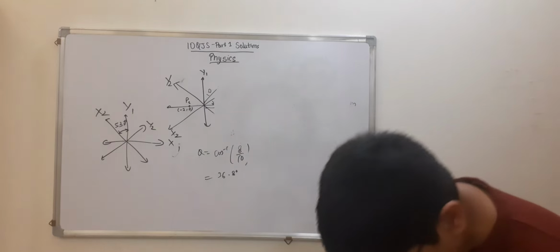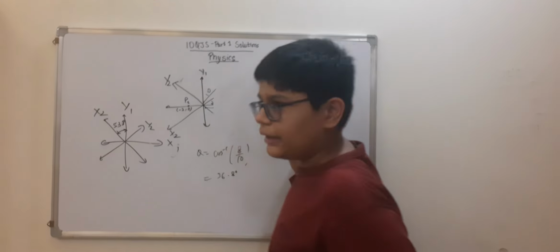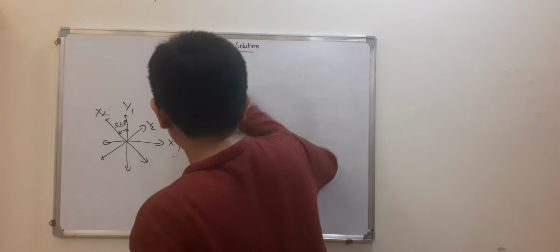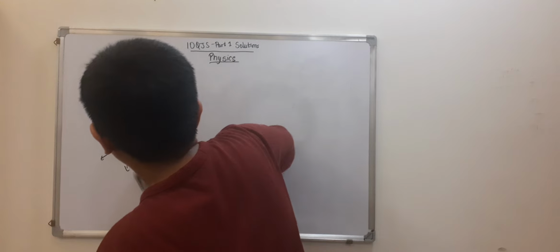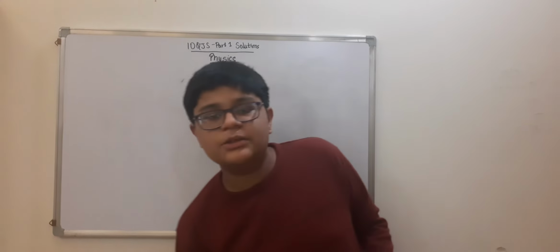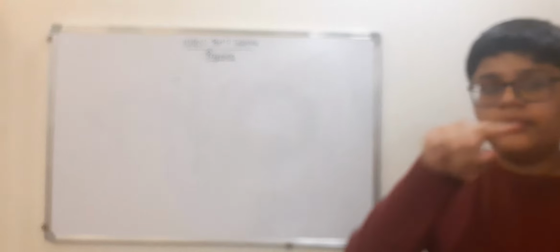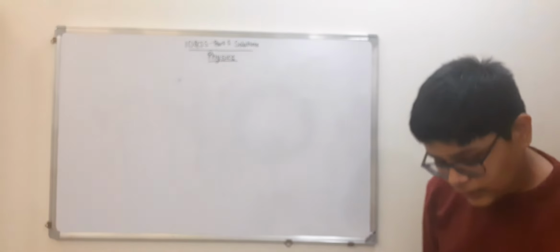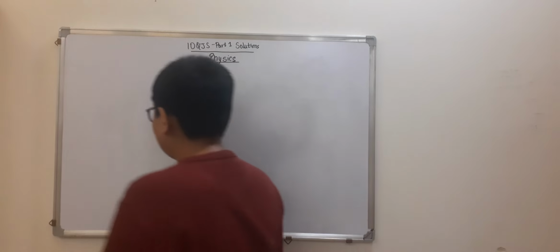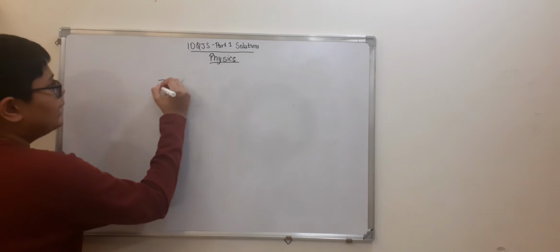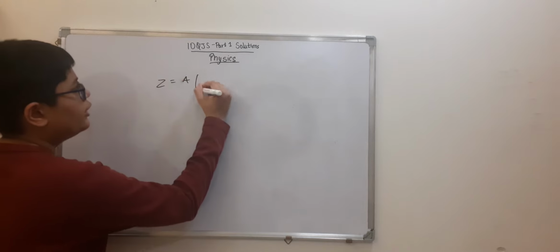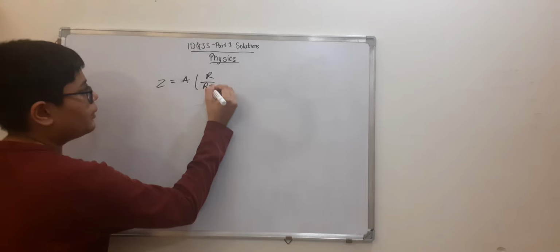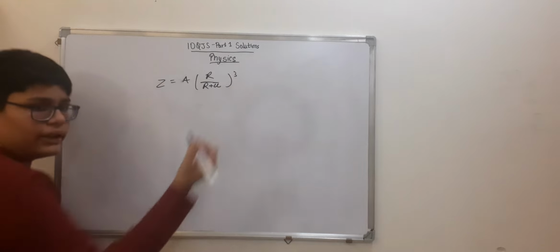So the next question was dropped by IPT. This is question number 18 from paper code 1. It was dropped because there was a misprint; the R was not there. However, I will explain the solution. So basically we are given the equation Z is equal to A into R upon R plus U whole cube, right?